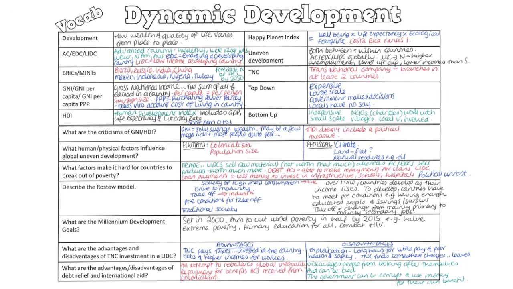The Millennium Development Goals were set in 2000 with the aim to cut world poverty in half by 2015. So halving extreme poverty, primary education for everyone around the world, combating HIV. And there's been some success, but some areas have not been as successful. We'll look at the Tajikistan example in a minute.